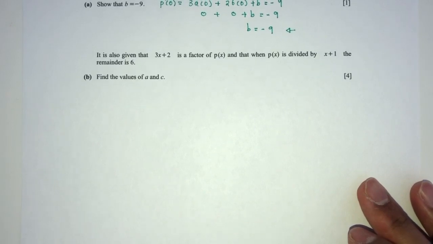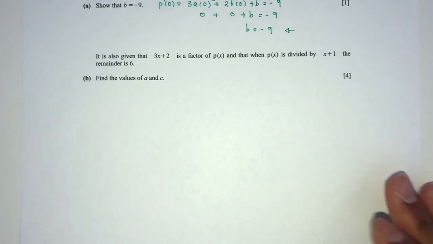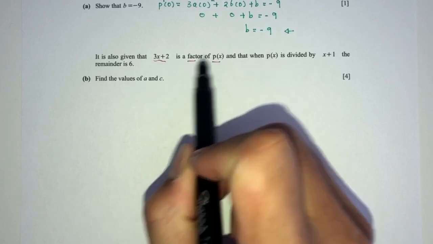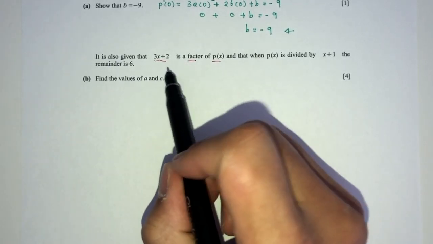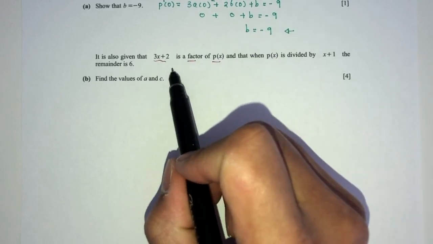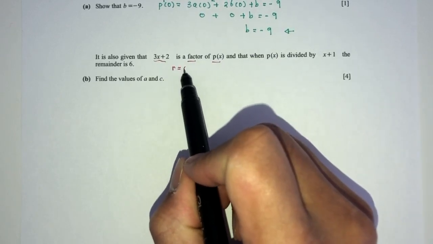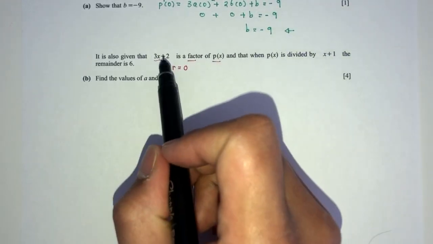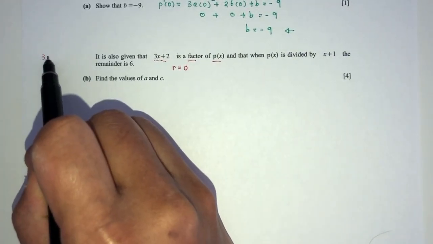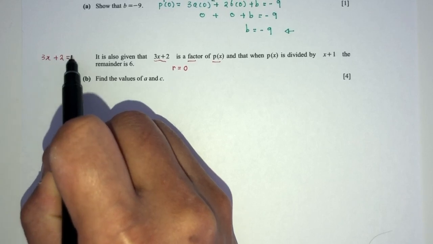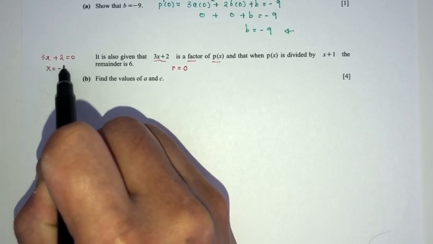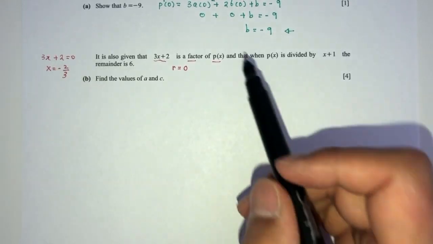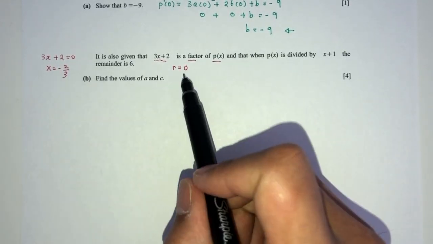Now let's move on to question part B. It is also given that 3x plus 2 is a factor of p of x. So what does that mean? It means that if we take p of x and divide by this, the remainder will be 0. Now, for what value of x does it happen? We take this one and equate it to 0. So x will be equal to minus 2 over 3. So it means that when x is equal to this value, the remainder will be 0.